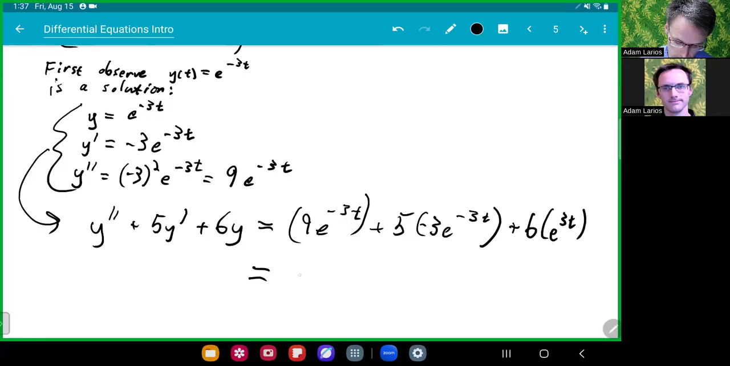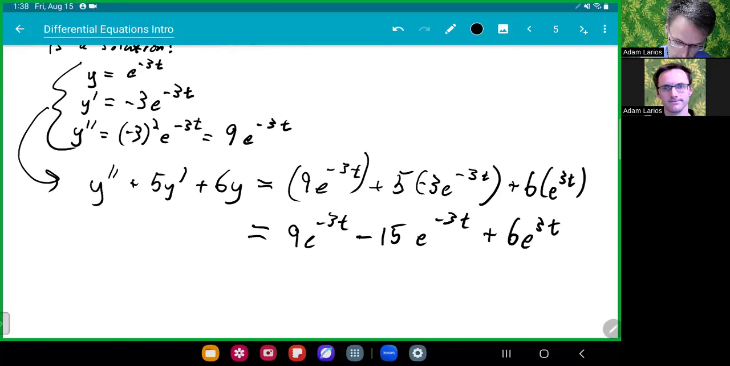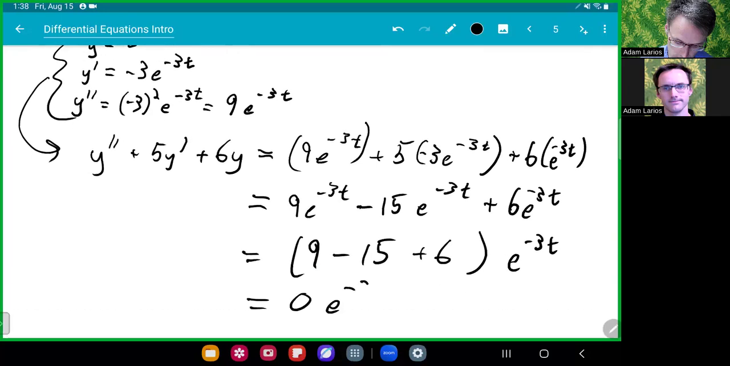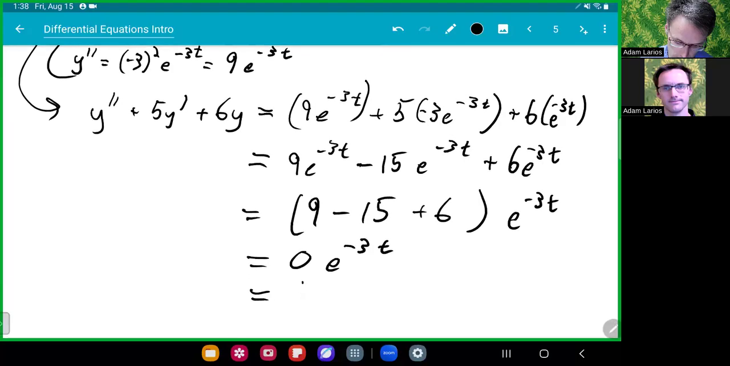We see here that we have 9e to the minus 3t, minus 15e to the minus 3t, plus 6e to the minus 3t. We have a common factor of e to the minus 3t, and left behind is 9 minus 15 plus 6, which is of course just 0 times e to the minus 3t. 0 times that is 0. So indeed, e to the minus 3t is a solution.